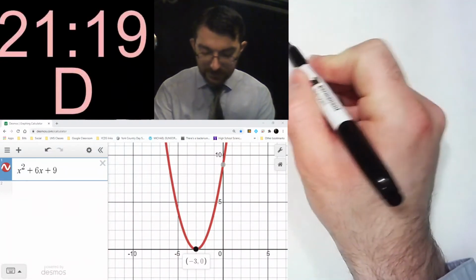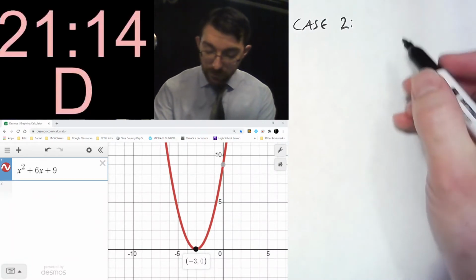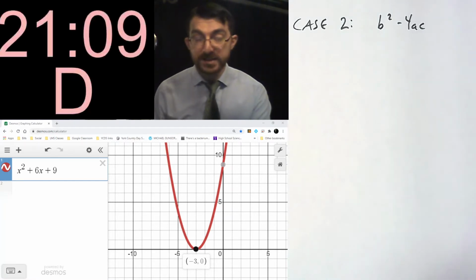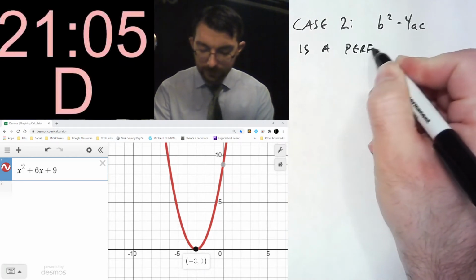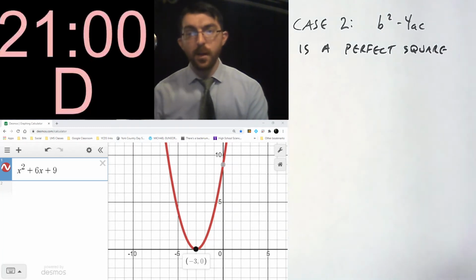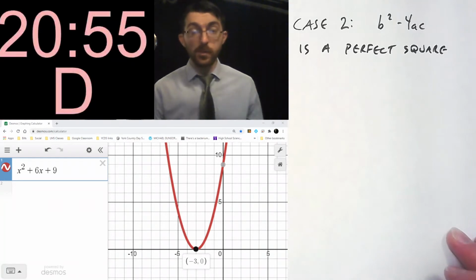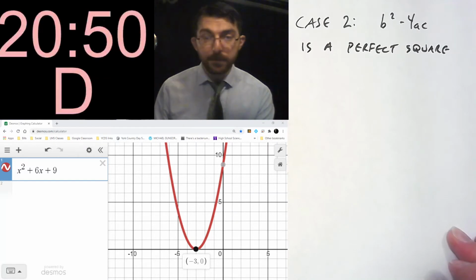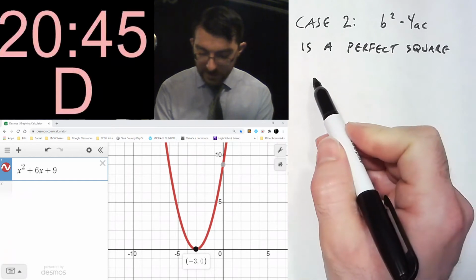So here's what case 2 looks like. Case 2 is where the discriminant b squared minus 4ac is a perfect square. When b squared minus 4ac is a perfect square, then when you take the square root of it, there's no drama, right? So a good example of something like that would be, let's start with what we had before.